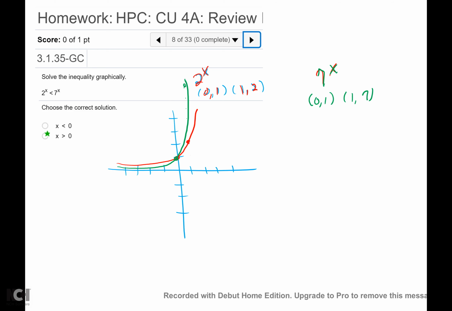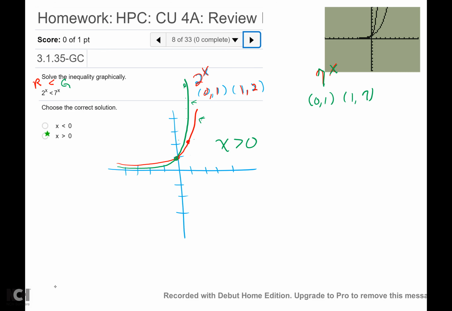Okay, and what they want to know is, when is red smaller than green? So when is the red below the green? And that's on this side. Red is below the green. And that's when x is greater than 0.